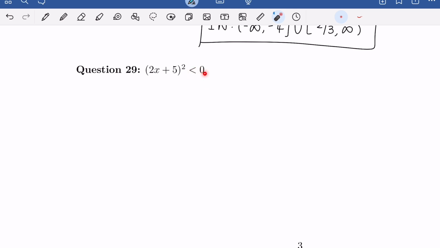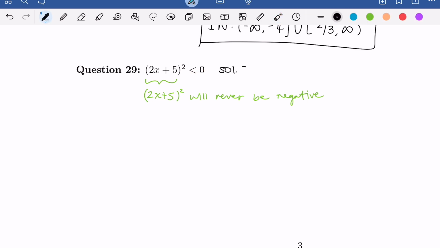If something's going to be less than 0, then it's going to be a negative value. This 2x plus 5 squared is never going to be a negative value. So we'll say never be negative, since anything, no matter what this x value is, squared is going to be a positive value. So no x value will ever make this less than 0. So for this one, we would say that the solution set is the empty set.